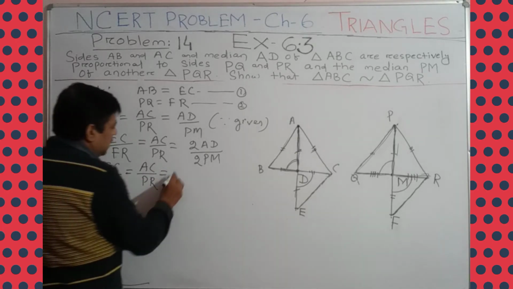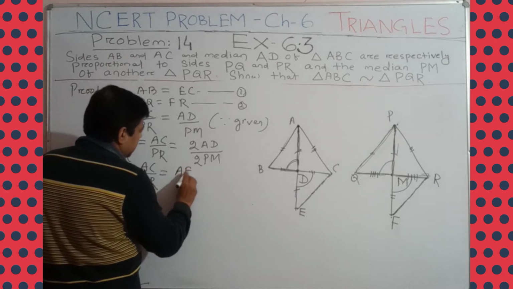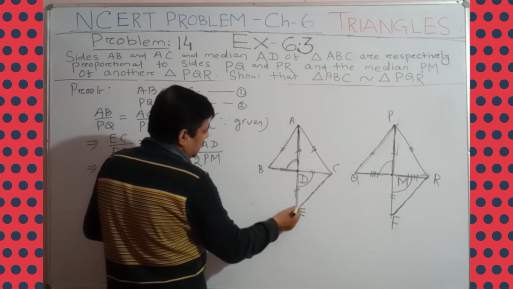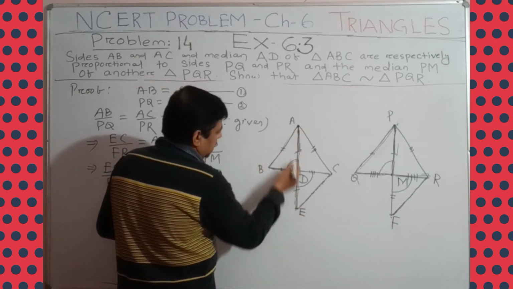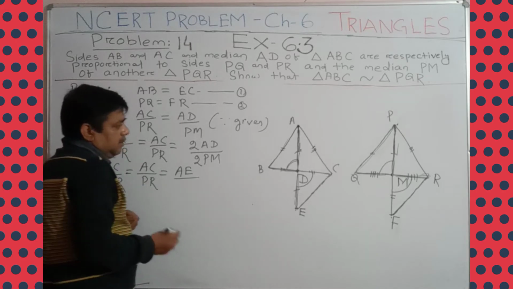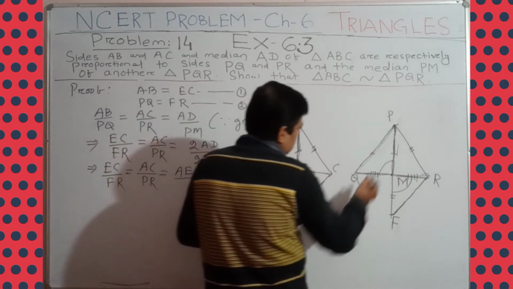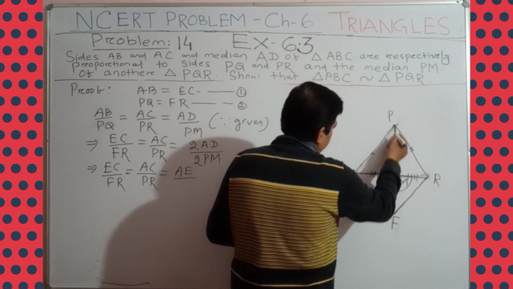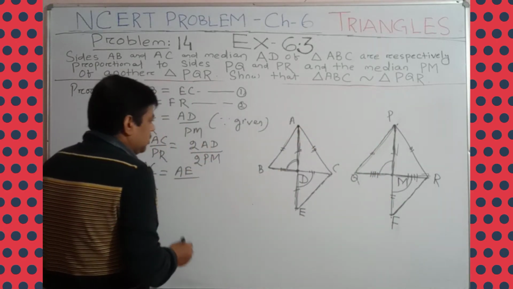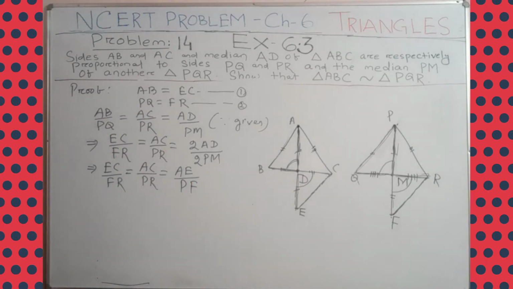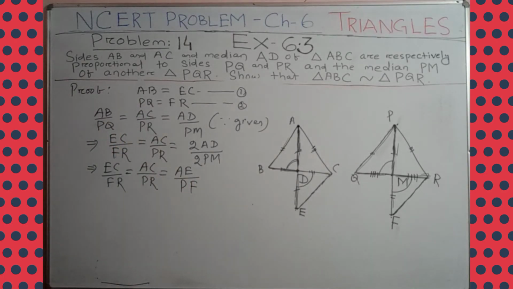Twice AD means what? As per the construction, we have already done AD is equal to DE. That's why twice AD is equal to AE. Similarly, since according to the construction PM is equal to FM, PF is equal to twice PM. So twice PM is equal to PF. We got another important point here. Yes or no?